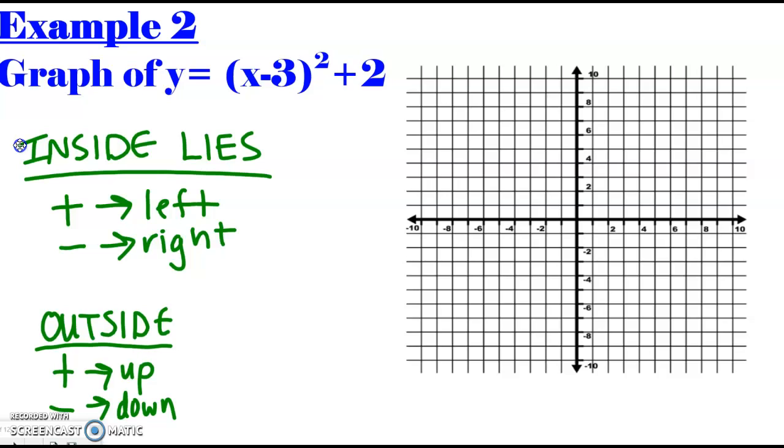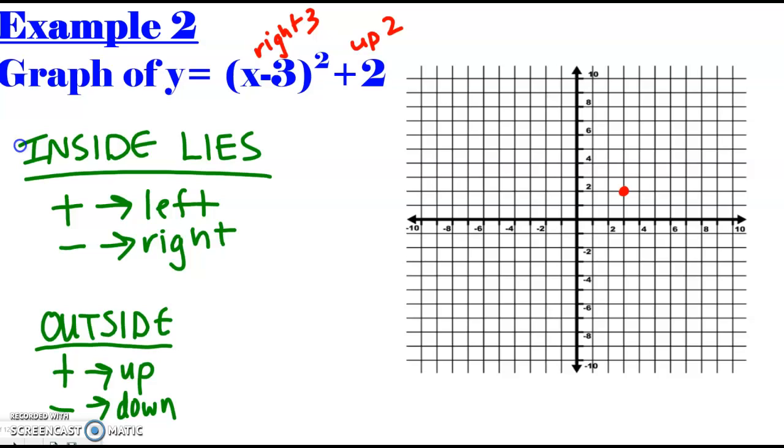So like looking here, I subtract 3 on the inside. The inside lies, so I know that's going to send me right 3, the vertex. Then when I add 2 on the outside, I know it's going to take me up 2, right? So that vertex, which is usually in the parent at 0, 0, I'm going right 3, 1, 2, 3, up 2, 1, 2. So the vertex is right there at 3, 2. Then this has a normal width. We haven't gotten to that yet.